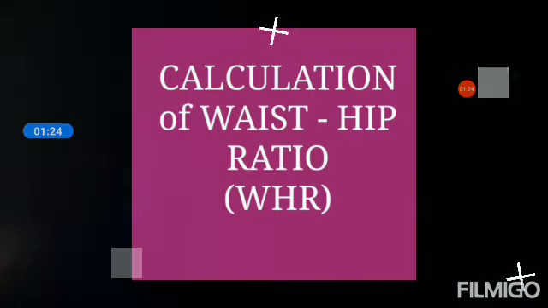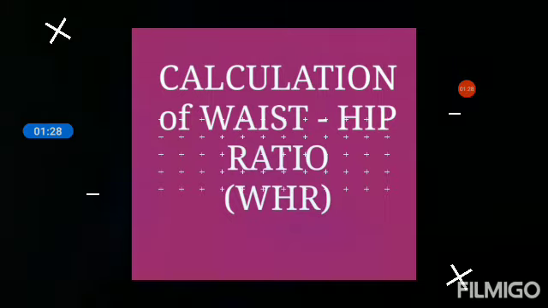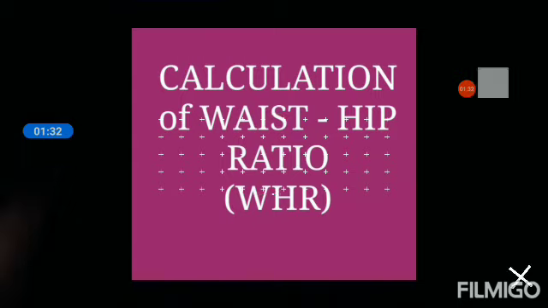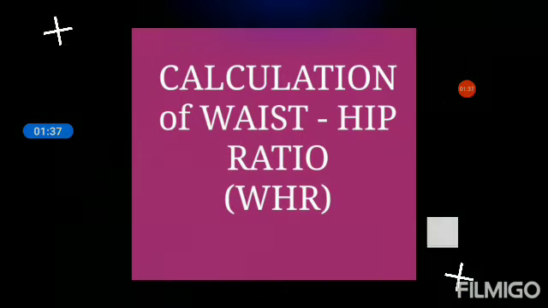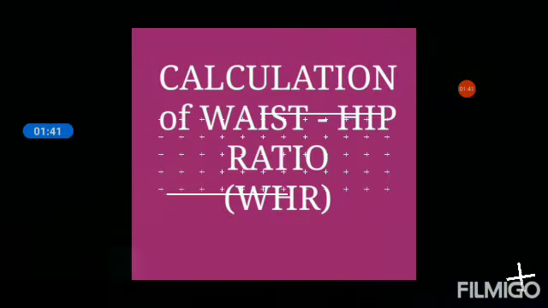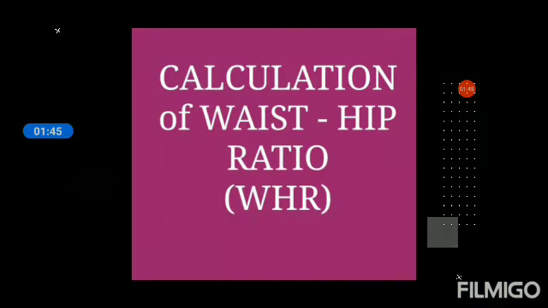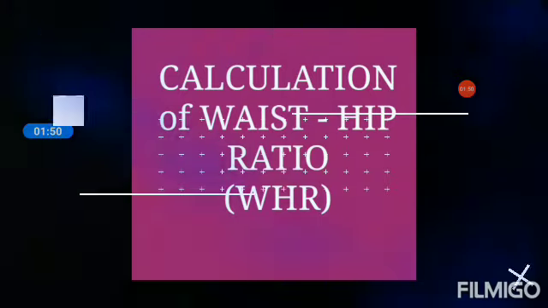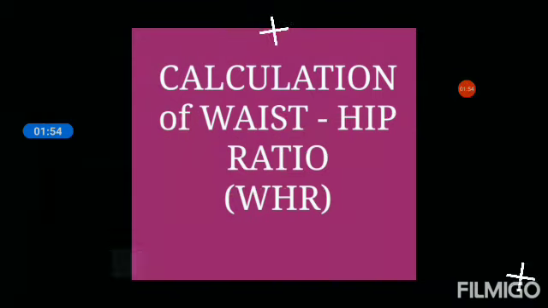Here I give one example. If an individual, here a male, has a waist circumference measurement of 30 inches and a hip circumference measurement of 40 inches, then calculate his waist hip ratio. Also state the category of his health risk. First of all, we should find out the measurements. Already given: waist circumference 30 inches and hip circumference 40 inches.